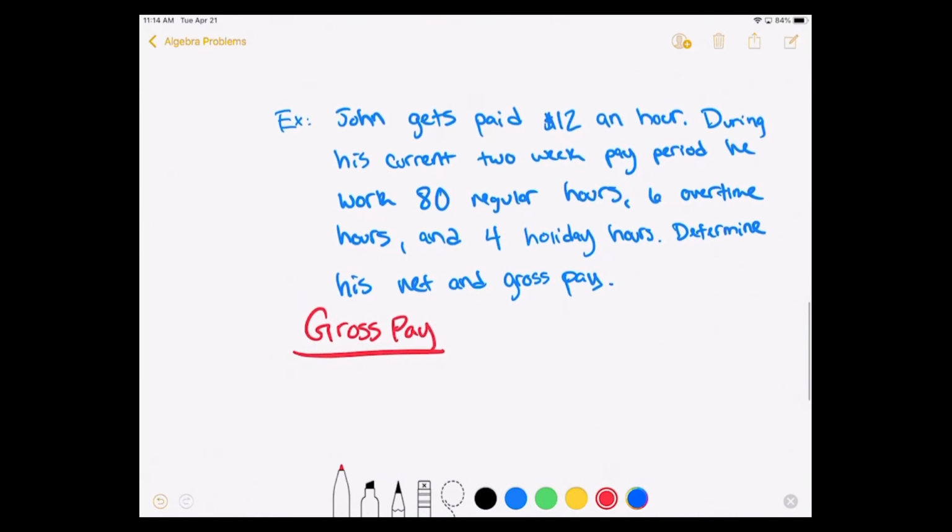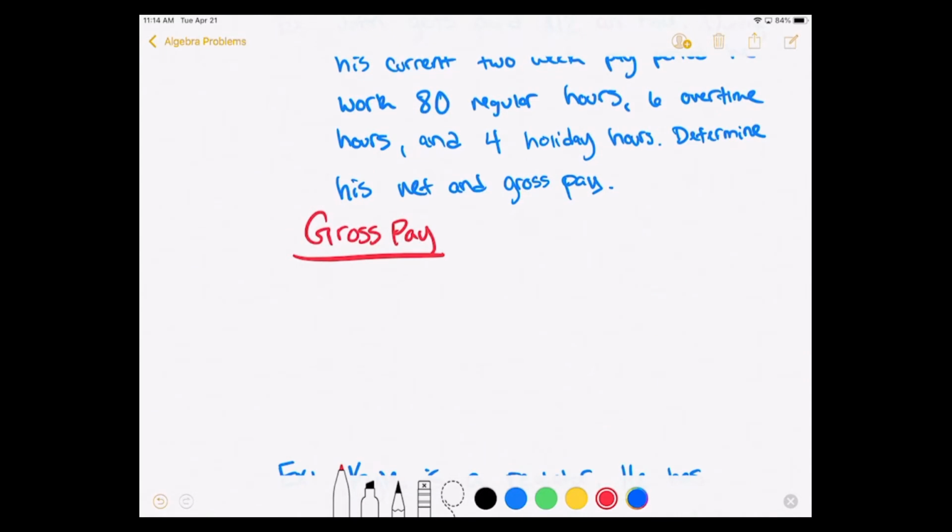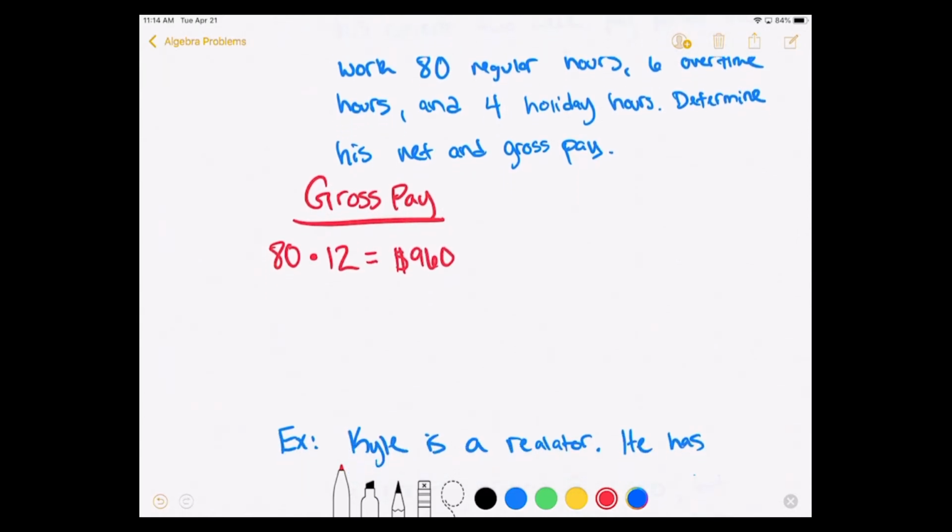Let's just go ahead and do that. John gets paid $12 an hour during his current 2-week pay period. He works 80 regular hours. So he worked 80 hours, and he gets paid $12 an hour. He gets $960 for those hours. But he's not done. He worked 6 overtime hours. So 6 hours times, again, if he got paid $12 for regular hours, if you want to figure it out, you multiply 12 times 1.5.